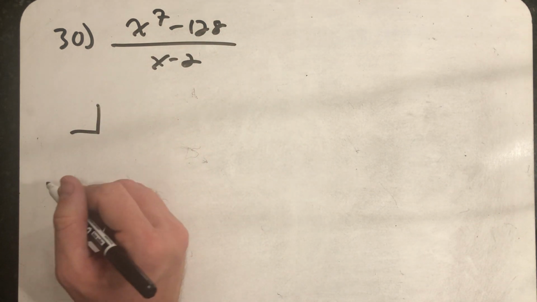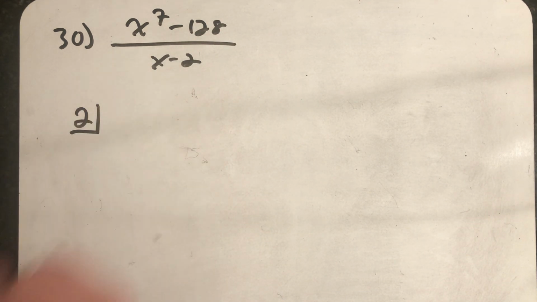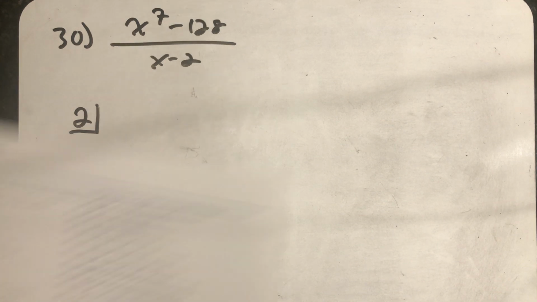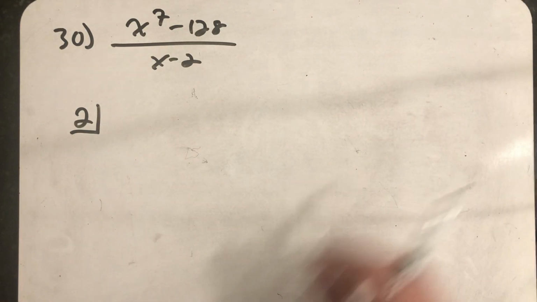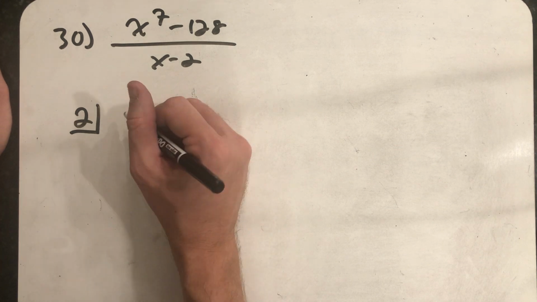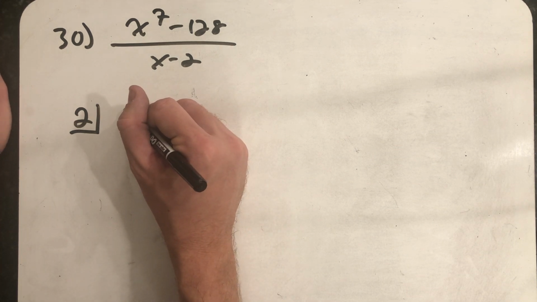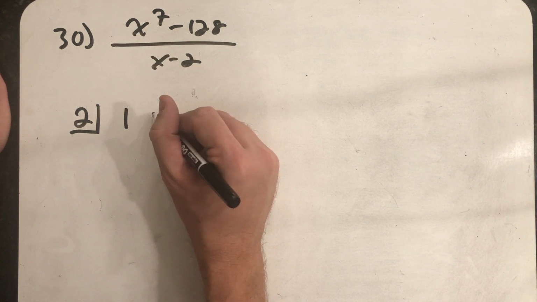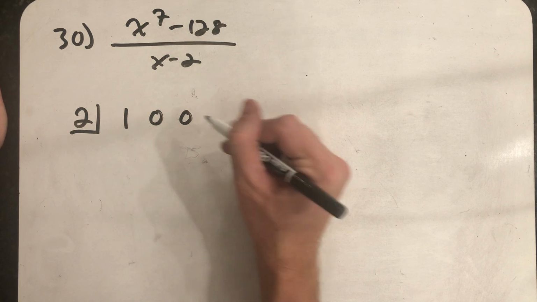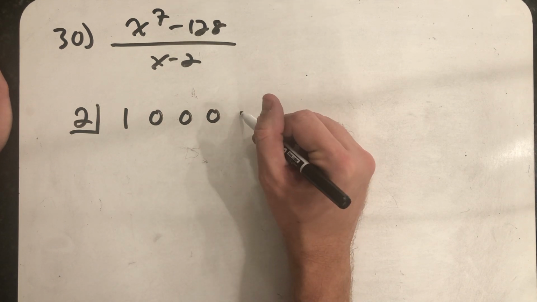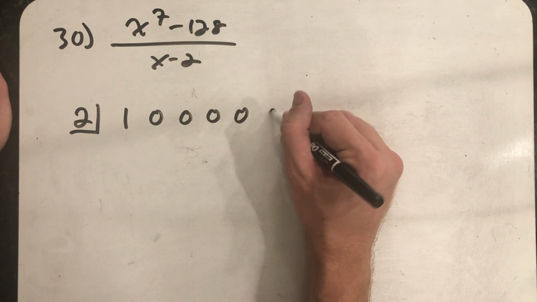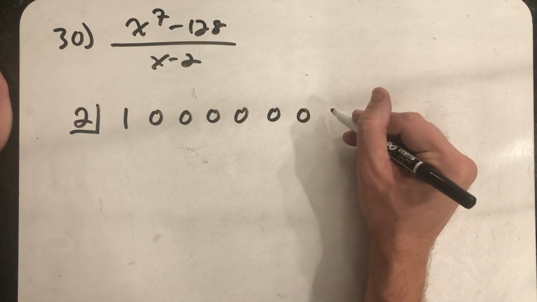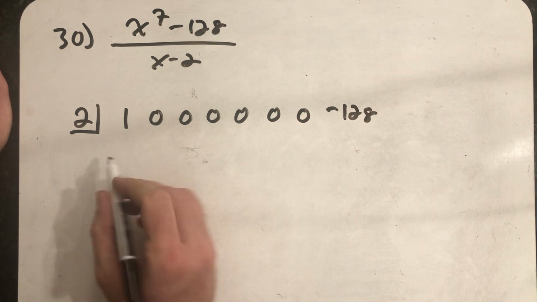So we're going to set up the synthetic division. 2 is going to go in the box because I'm dividing by an x minus c. The thing after the minus goes in the box. Now a bunch of leading coefficients. Well, I have an x to the 7th, no x to the 6th, no x to the 5th, no x to the 4th, no x to the 3rd, no x squared, no x, but I do have a constant term. That's a lot of placeholders.